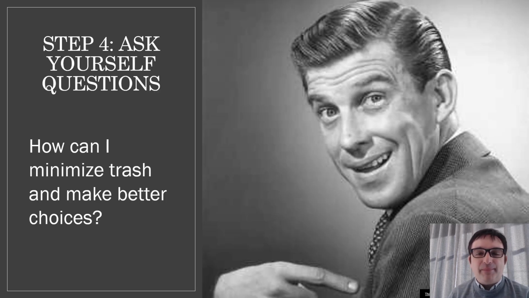The final step in reading an article for the purpose of a discussion is to stop and ask yourself the same questions. For example, in the second section of the National Geographic article, the question is, how did they minimize trash and make better choices? And you would have written a list of ways that person minimized their trash and how that helped them to make better choices.